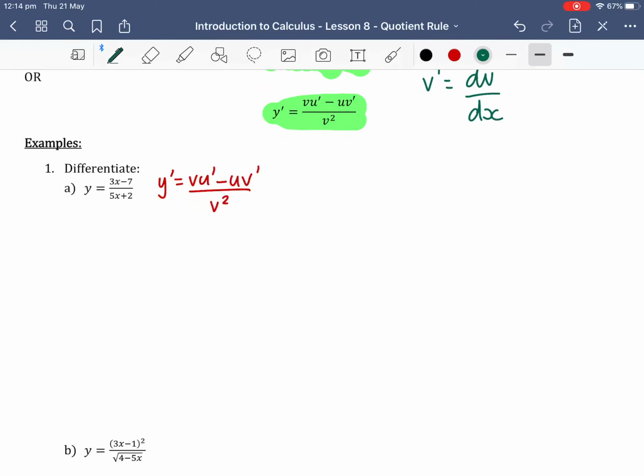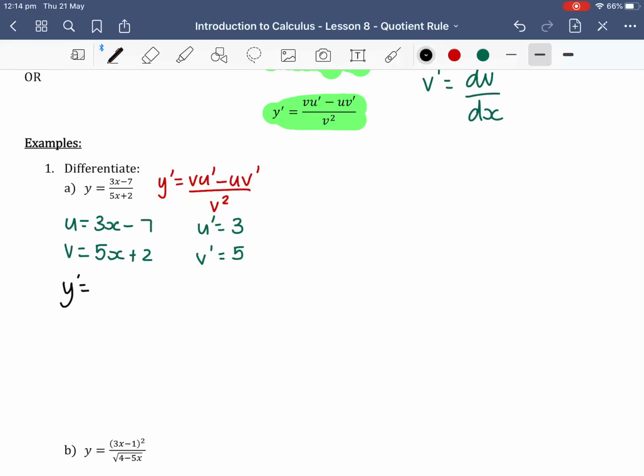So we have our function y equals 3x minus 7 over 5x plus 2. So we're going to let u equal 3x minus 7, and we have v is equal to 5x plus 2. So now we need to find the derivative of both of these. So we have our u dash is equal to the derivative of 3x minus 7, which is 3. And v dash equals the derivative of 5x plus 2, which is 5.